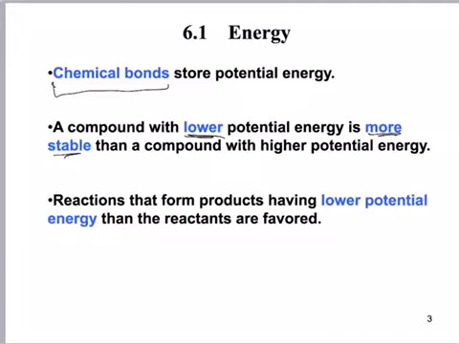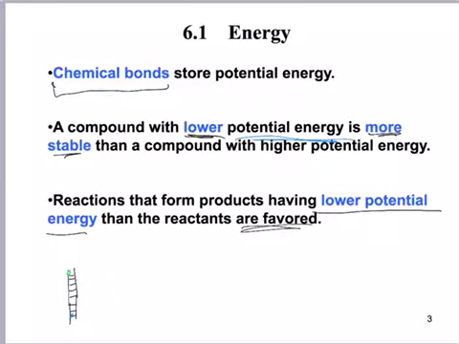Now, you can think of this in terms of a really high ladder. Do you want to be the guy at the top of the ladder or the guy at the bottom of the ladder? Okay? The lower you are on that potential energy scale, the more stable you are. Now, reactions form products that tend to have lower potential energy. Okay? And this is what we say is favored.